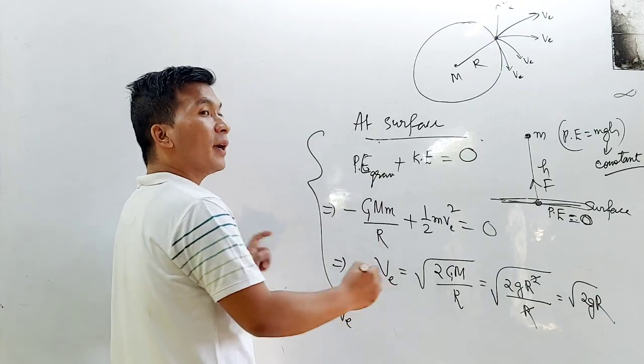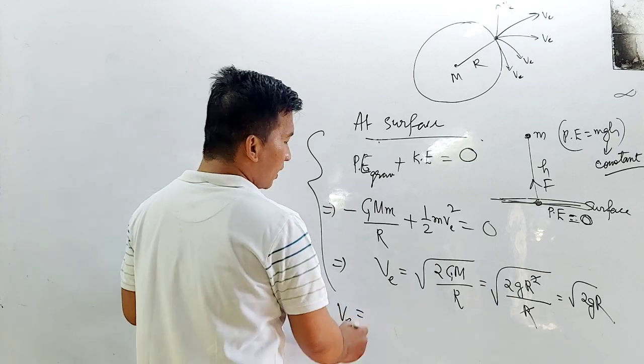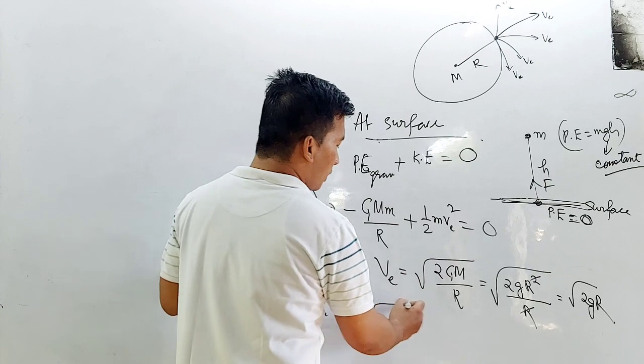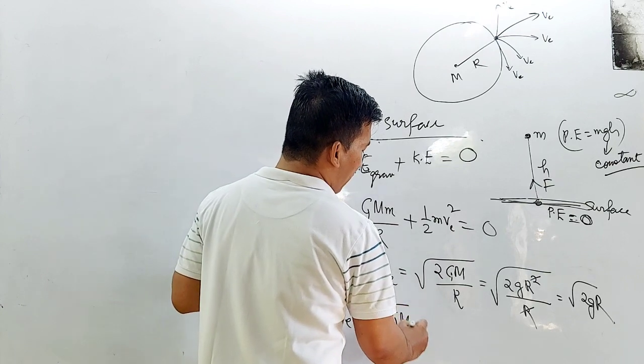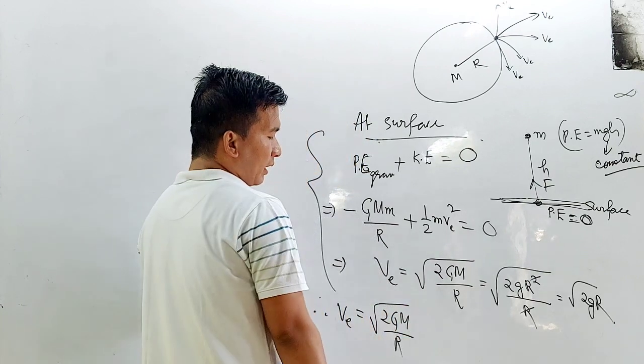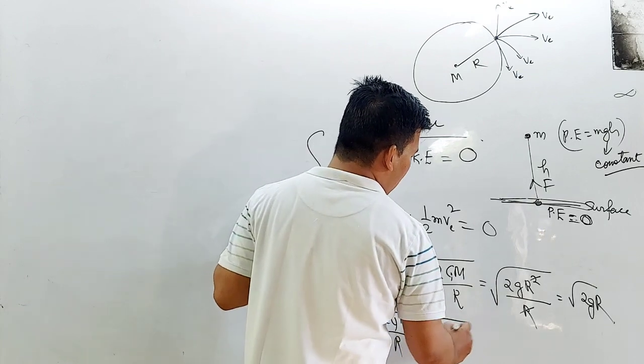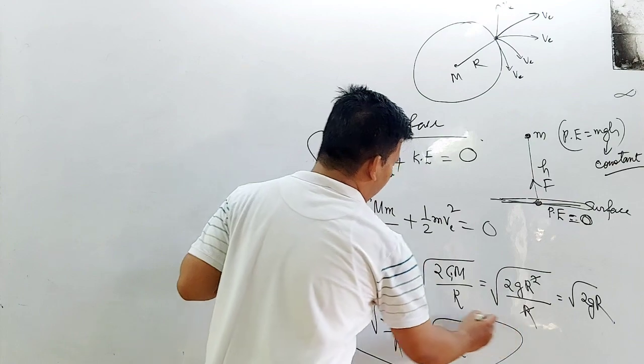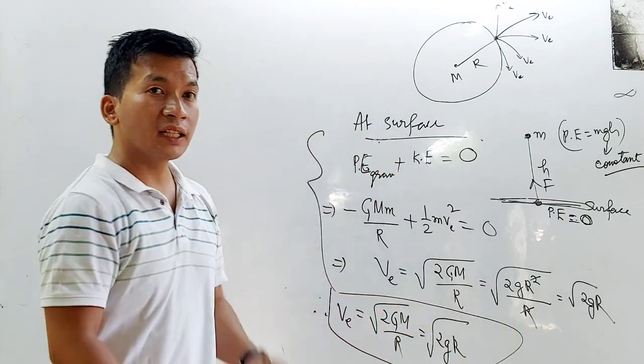Escape velocity will have two expressions. Escape velocity from the surface of the earth will be equal to root over 2 capital G capital M divided by radius capital R, and this will be equal to root over 2gR in terms of acceleration due to gravity.